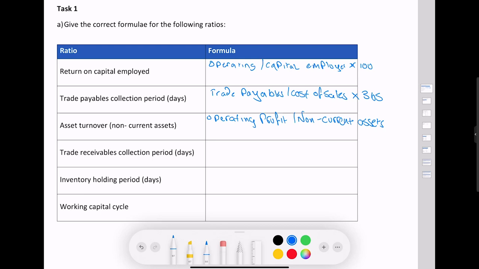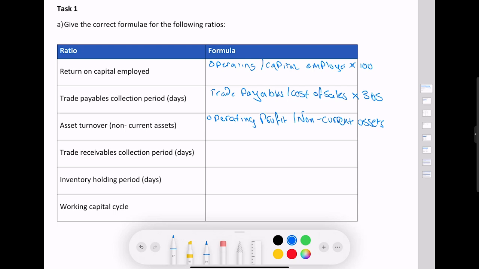So this one, again, the higher, the better. Because what we're saying is the higher this ratio is, the higher the operating profit we're generating through the use of our non-current assets. So like I say, the higher for that one, the better. It just shows that we're utilizing our non-current assets efficiently in order to generate profit.